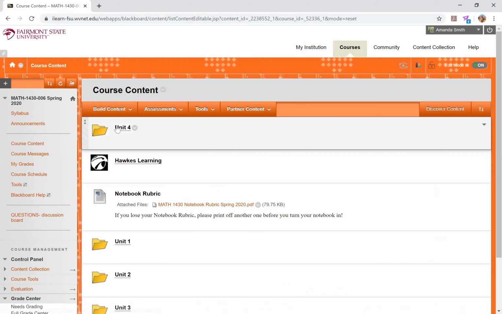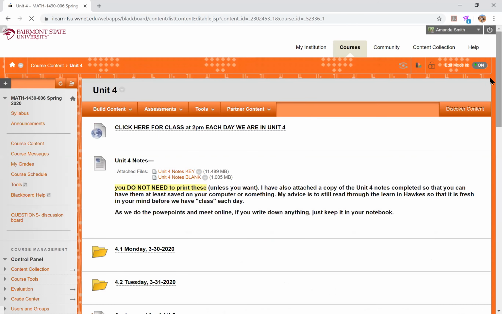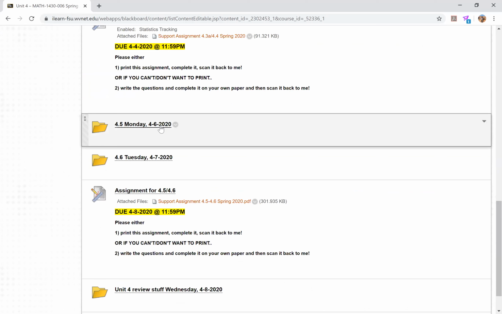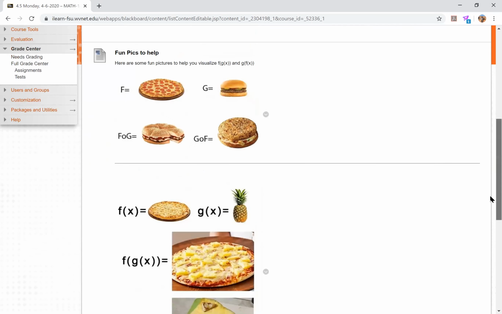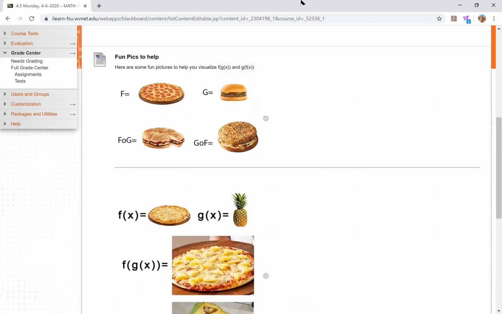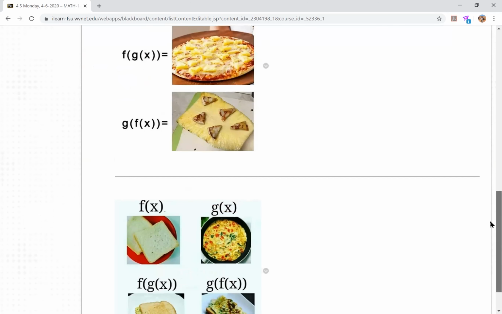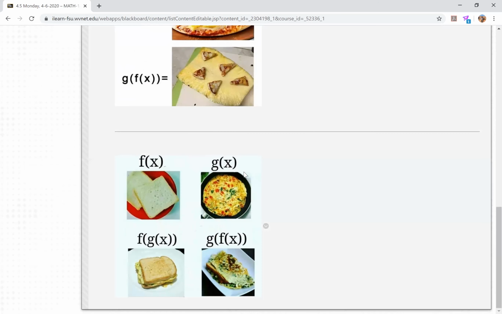If you take a look in our Unit 4 folder and you look at today's stuff, which is Unit 4.5, and you scroll all the way down to the bottom, here's some pictures. It says, here's some fun pics to help you try to visualize the f of g of x and the g of f of x. And I like these ones because who doesn't relate to food, right? If you take a look at this last one, this is an omelet.